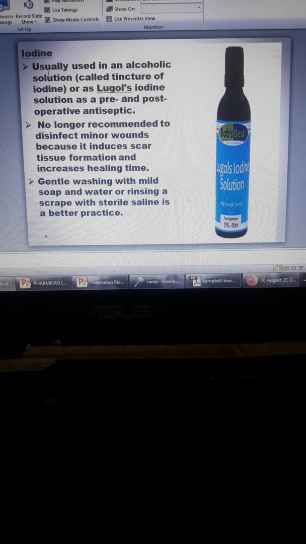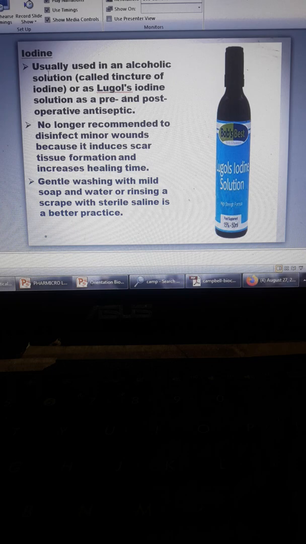The preparation usually has 5 to 8% iodine plus potassium iodide, which can also be in a proportion of 10 to 15%, plus distilled water. Or if it is for dressing, usually iodine 10% plus alcohol. Pre and post operative antiseptic. Usually this is Lugol's solution or Lugol's iodine.